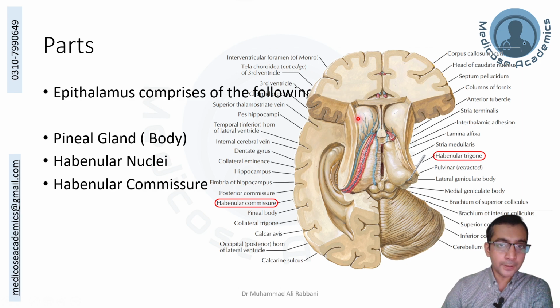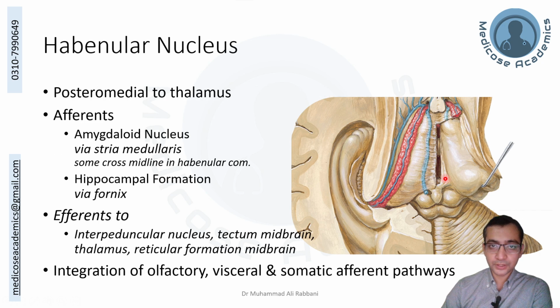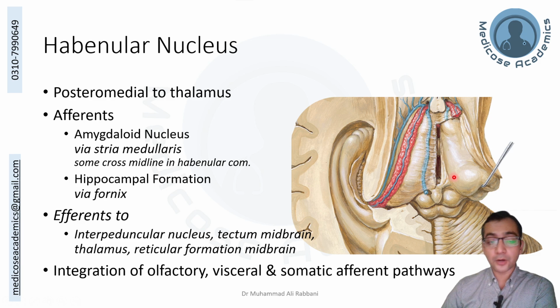Let's not get carried away. Coming back to our own topic, pineal gland, habenular nuclei or habenular trigone area. Here is the commissure. So what is the function of these nuclei? These nuclei are present posteromedial to the thalamus. They get their afferents, they get their inputs from the amygdaloid nucleus, part of the limbic system, and the stria medullaris thalami, the fibers on the medial aspect of the thalamus that we saw in the sagittal sections, they are carrying the fibers from the septal nuclei all the way to the habenular nuclei.